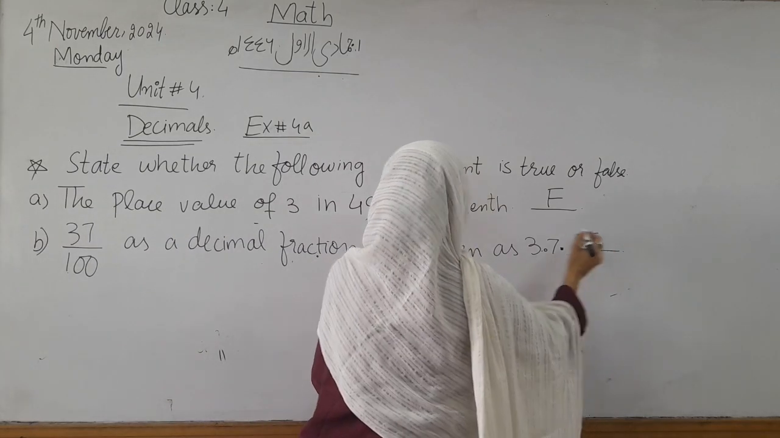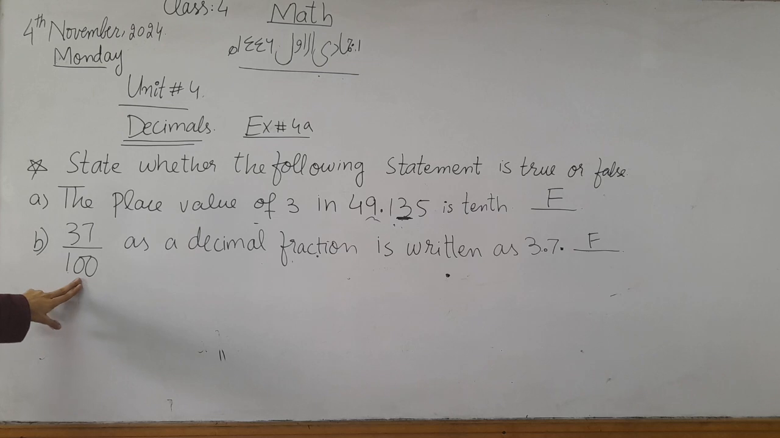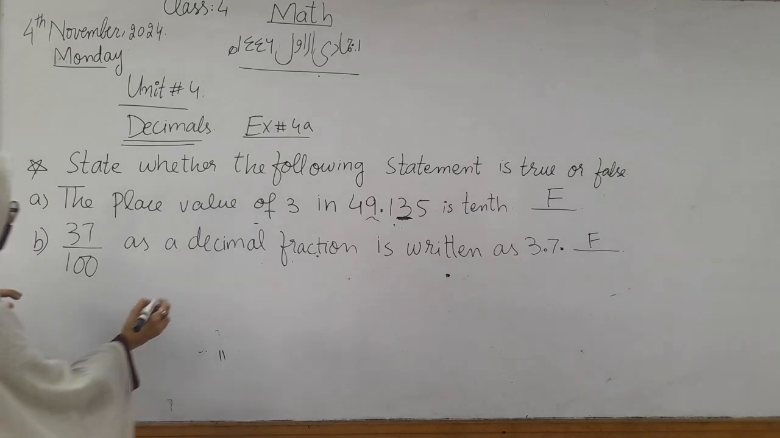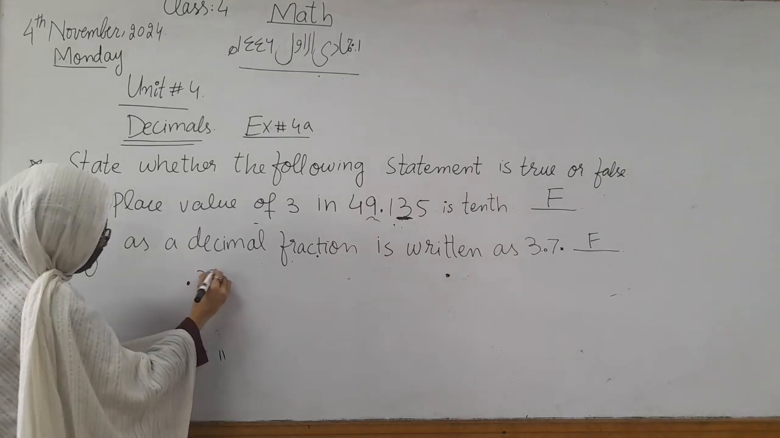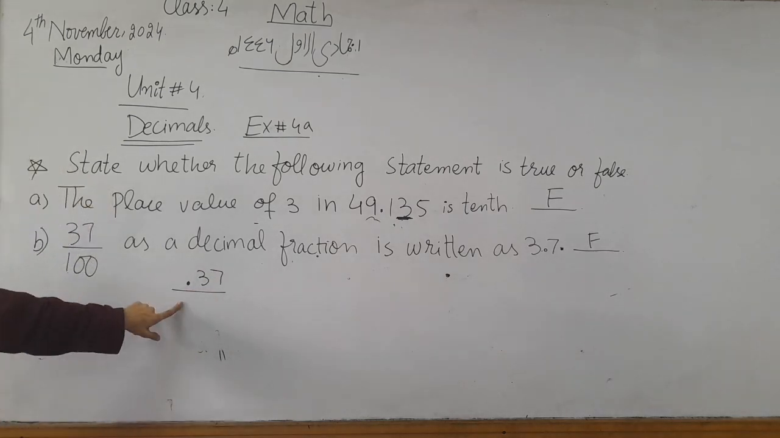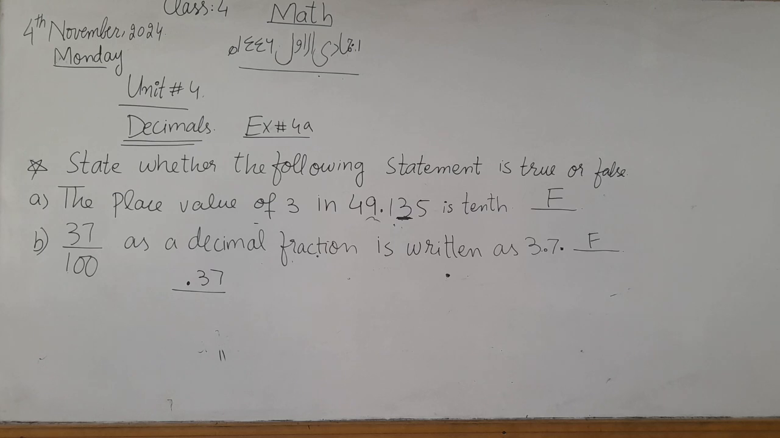How is this false? How many zeros are in 100? We have 2 zeros in 100. So you have to write 2 values after point. So the answer is 0.37, not 3.7. That is why it is false.